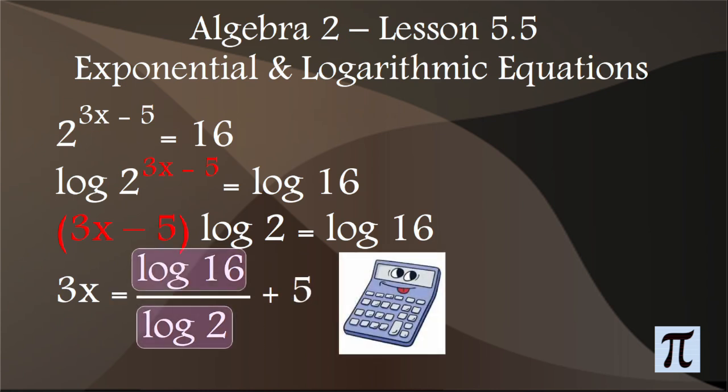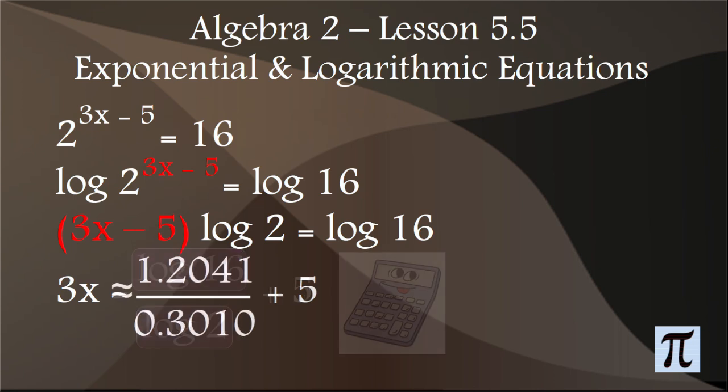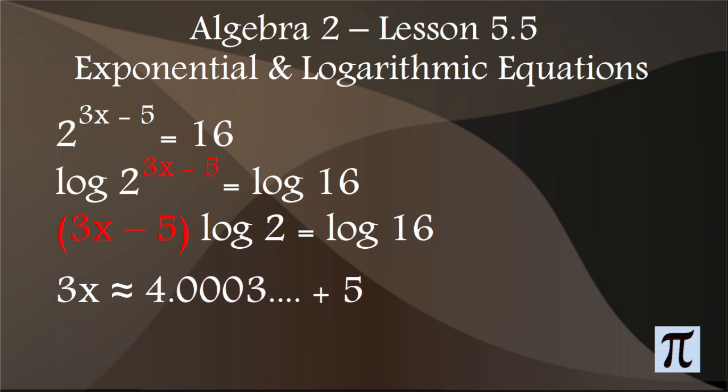And once again, we use a calculator to find the values of log 16 and log 2. And they're approximately 1.2041 and 0.3010 respectively. If we divide those two, we end up with 4.003 and a continuing nonsense, plus the 5 that was left over. So if we add the 5, we have 9.0003 and a bunch of stuff. So x is approximately 3.0001 and some stuff.